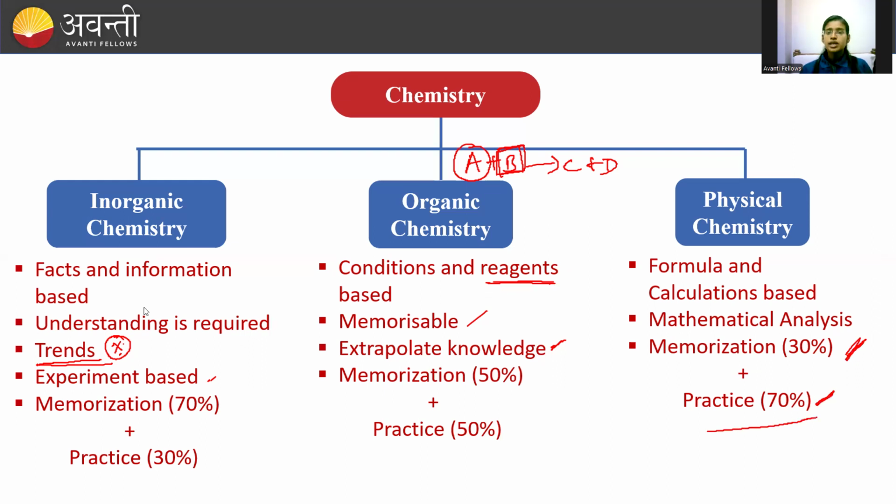So more percentage for practice is given to physical chemistry. Why is it like that? If I take one lesson, in that lesson I may have just around 6 to 7 formulas. Okay. So I'll be memorizing those 6 to 7 formulas.